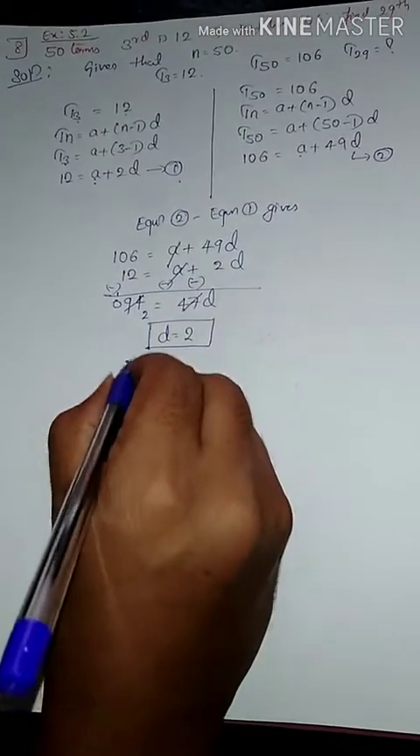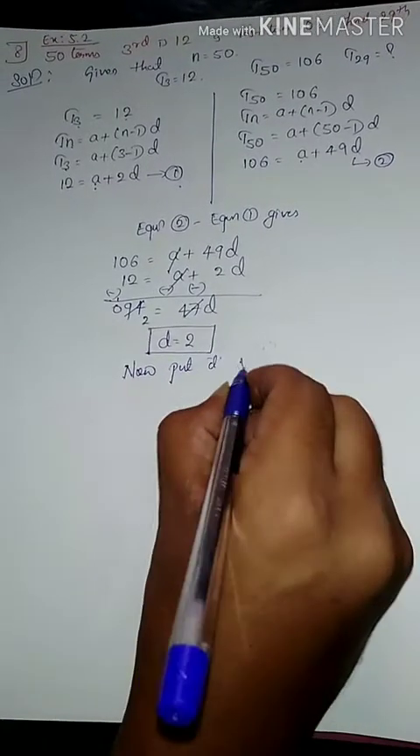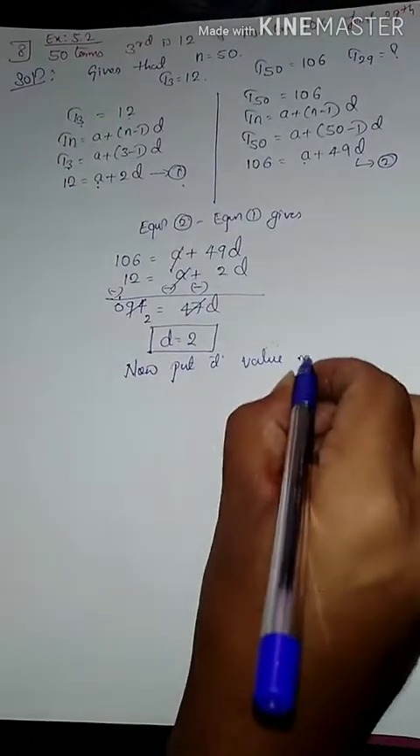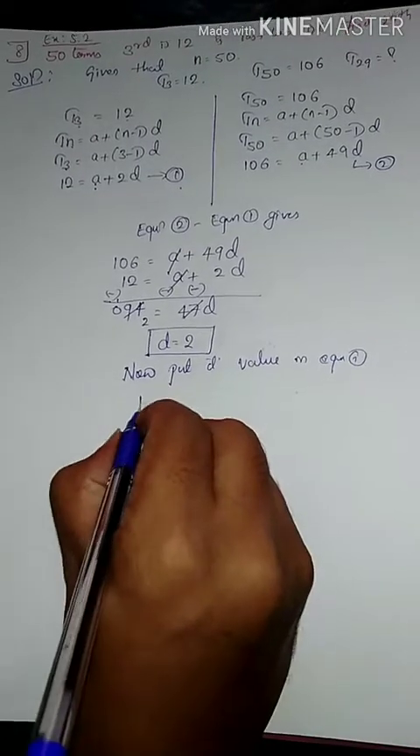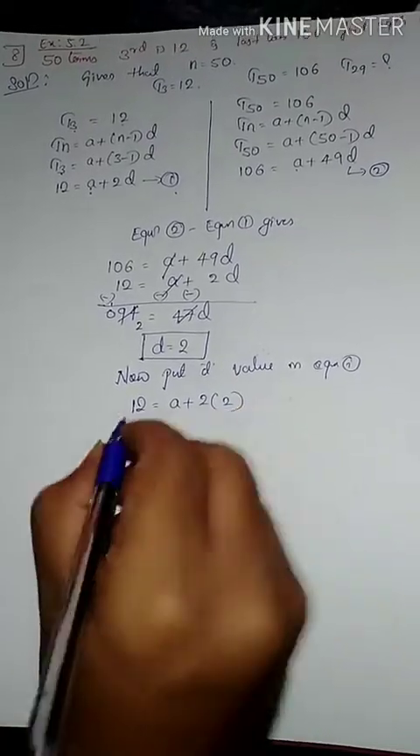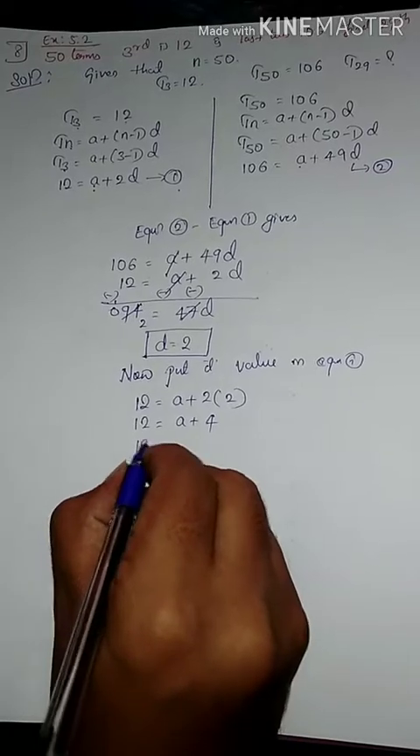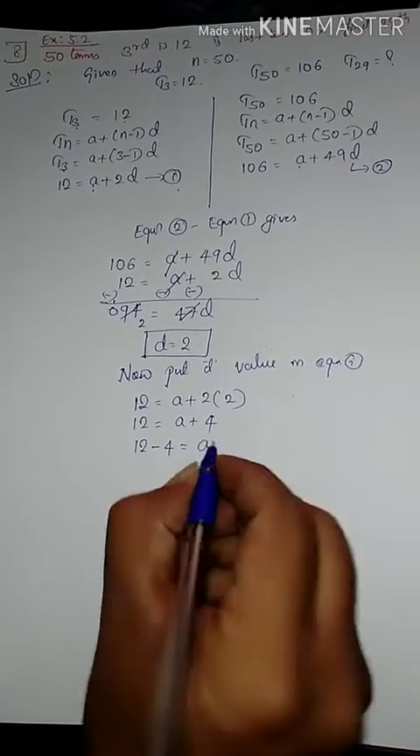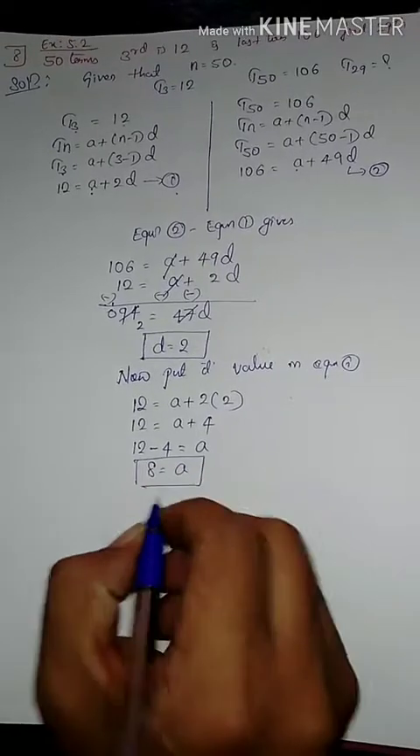Now put the d value in equation number 1. So equation number 1 becomes 12 is equal to a plus 2 into d, which is 2. 12 is equal to a plus 2 2s are 4, and 4 moves to the left hand side, becoming minus 4. 12 minus 4 is 8, which is equal to a. So a is equal to 8.